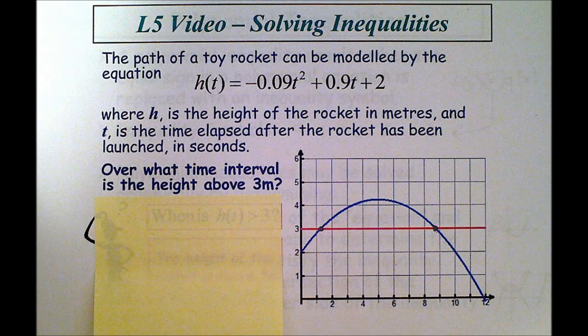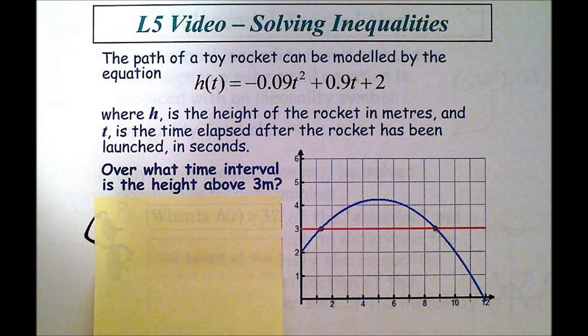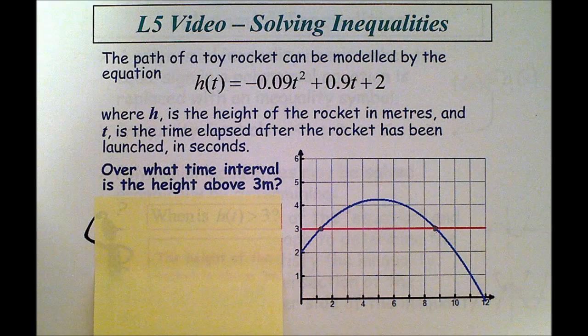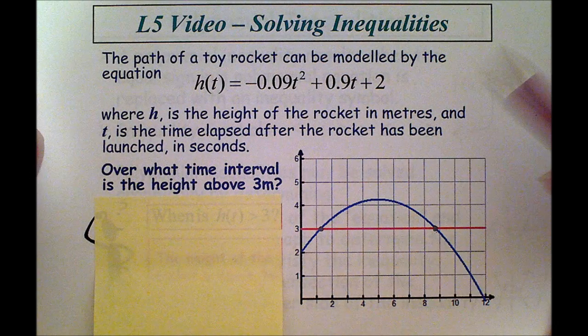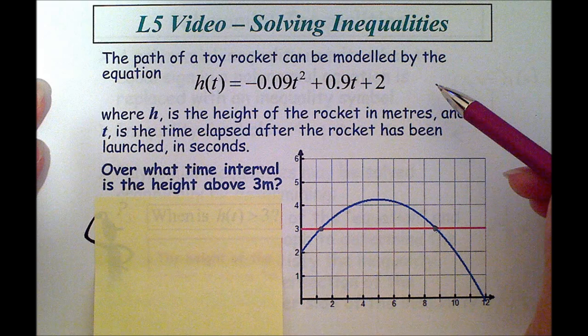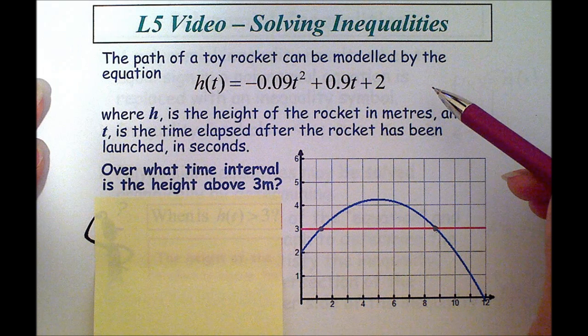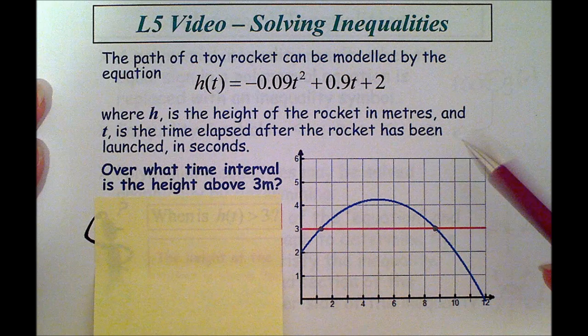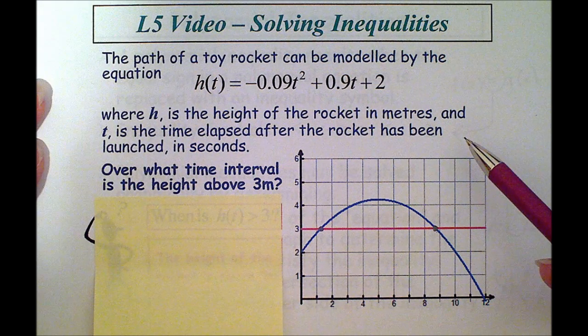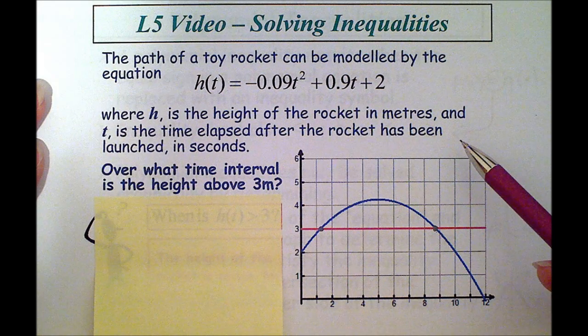In this lesson, we're going to look at how to solve inequalities. So we have an example here. The path of a toy rocket can be modeled by the equation h(t) = -0.09t² + 0.9t + 2, where h is the height of the rocket in meters and t is the time elapsed after the rocket has been launched in seconds.